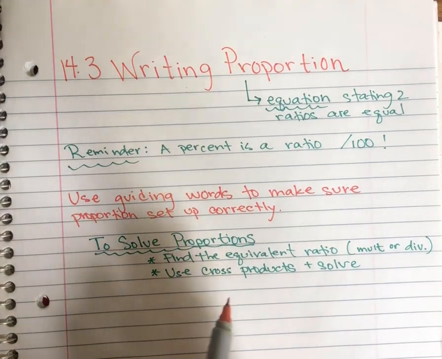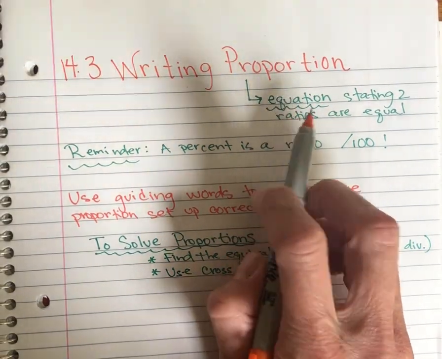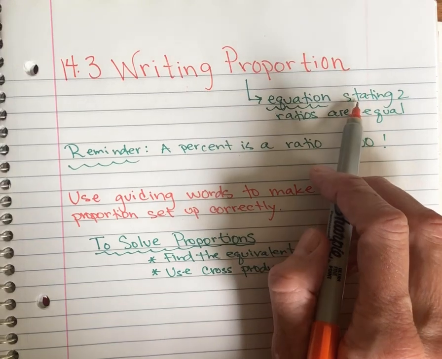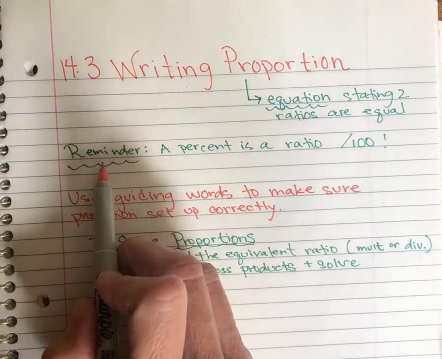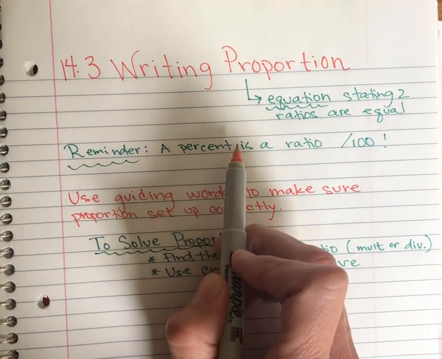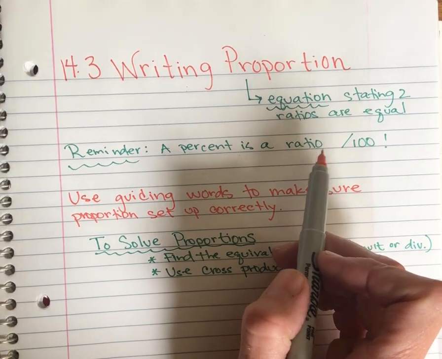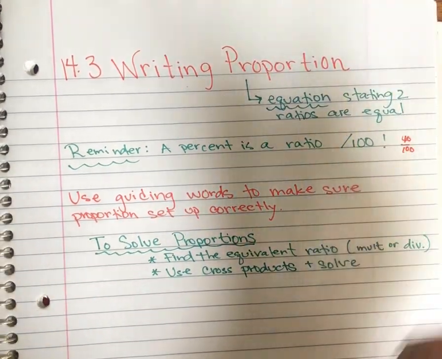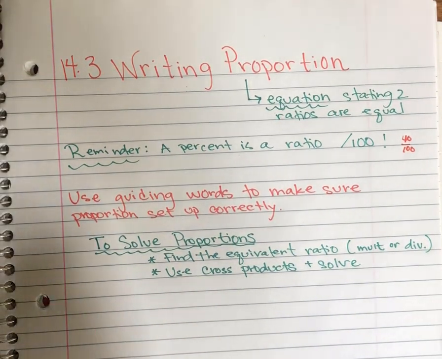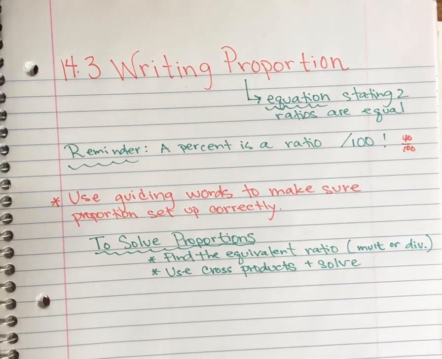are. Okay, so just a reminder, a proportion is an equation. It's going to have an equal sign stating that two ratios are equivalent. We're going to need to remember this old fact: a percent is a ratio out of 100. So 40% can be expressed as 40 over 100. That would be the ratio form. When we write proportions, we are going to use guiding words to make sure our proportion is set up correctly.